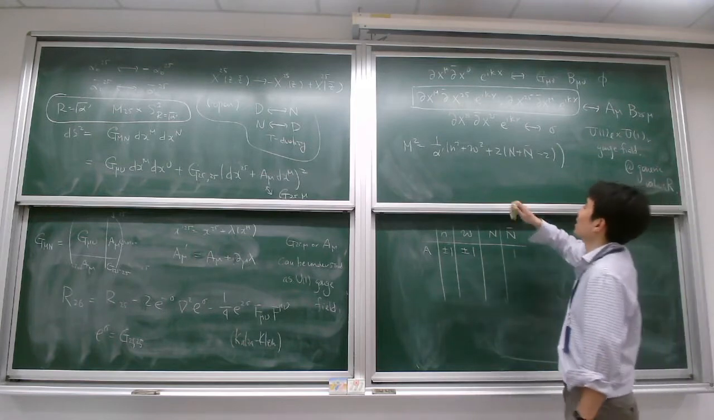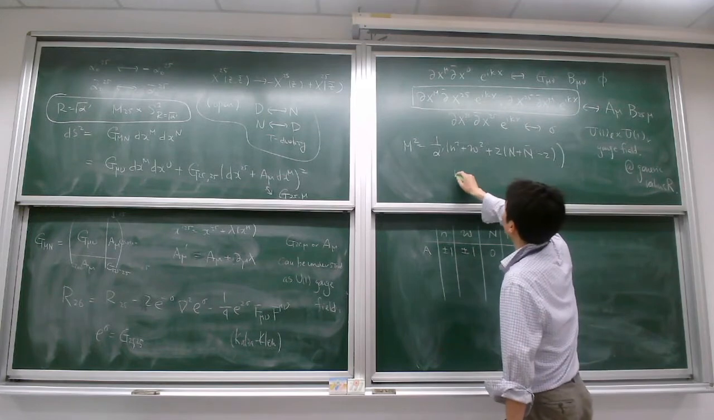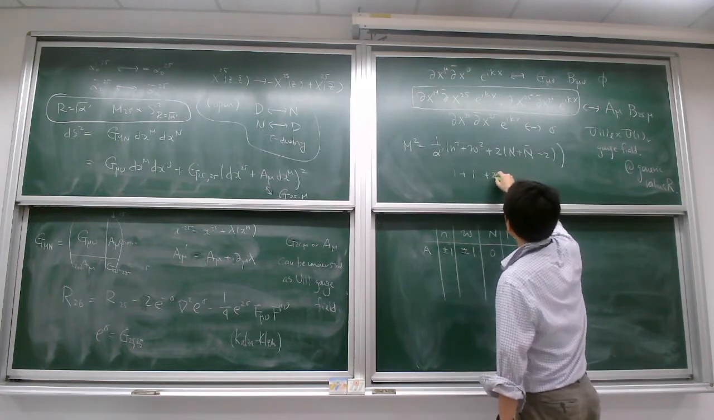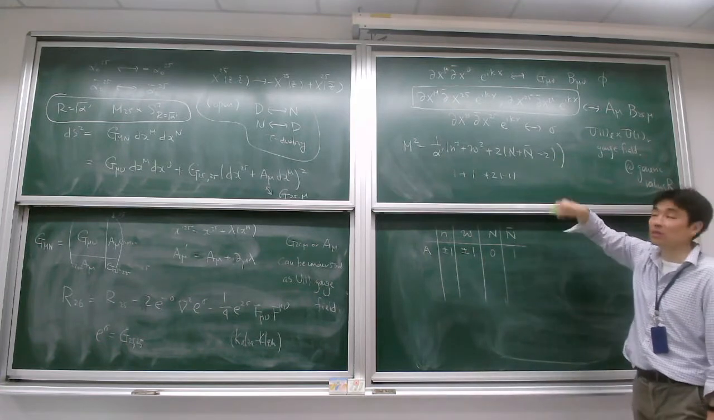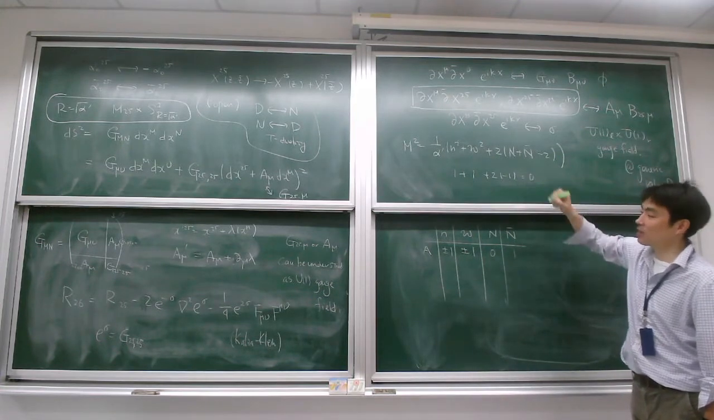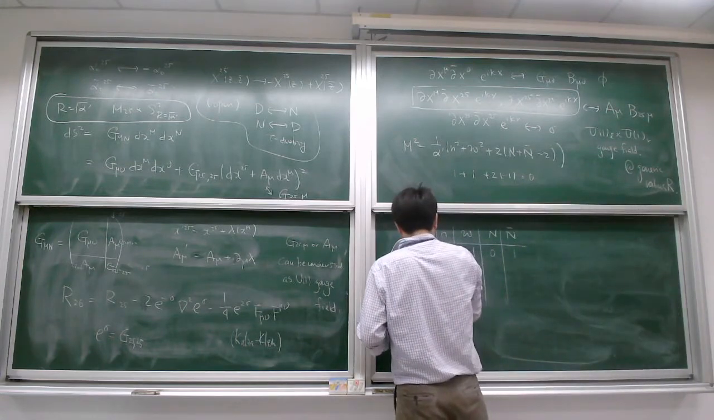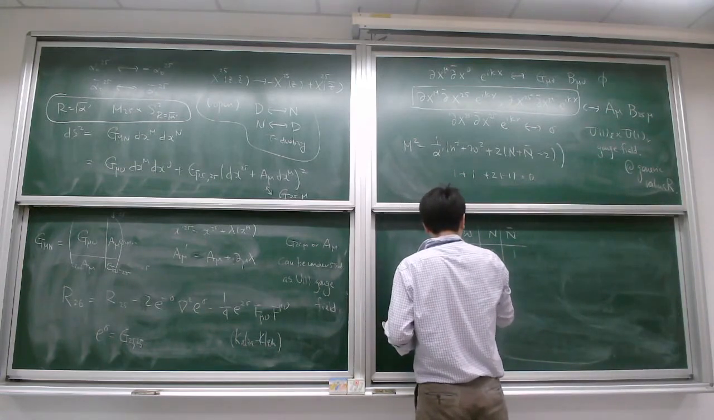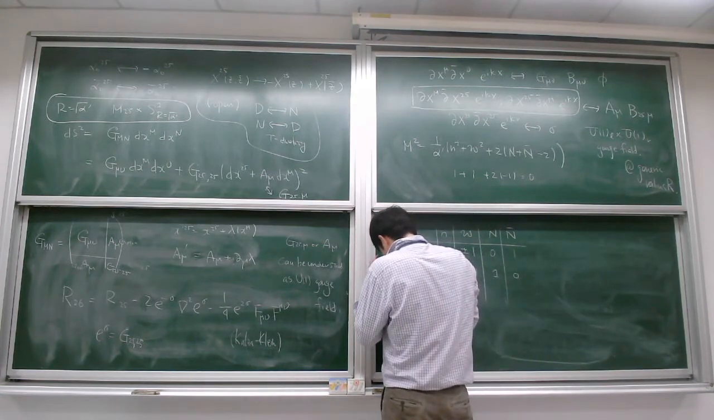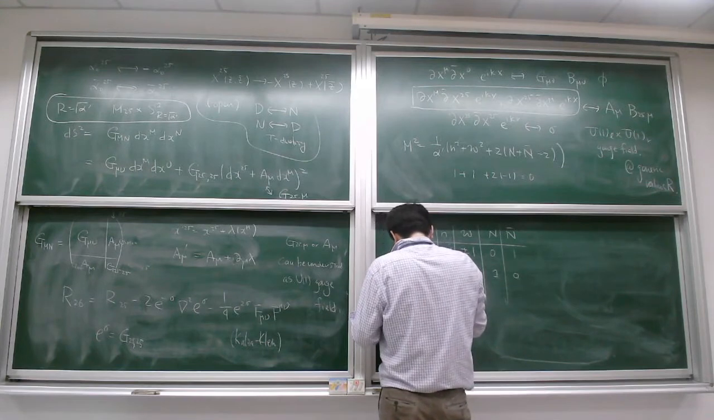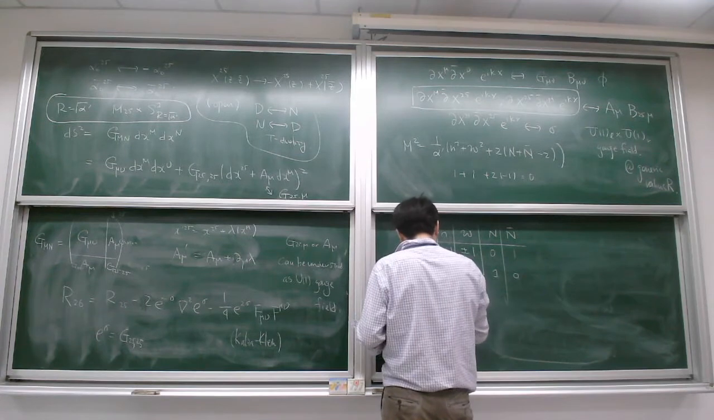Sorry. So if you plug that one into here, 1 plus 2 times minus 1, right? So this is equal to 0. Okay, it becomes massless. And another one is the same, plus minus 1, 1, and 0. And also, you can do the same exercise for the other case.